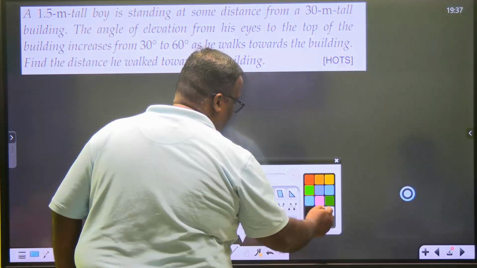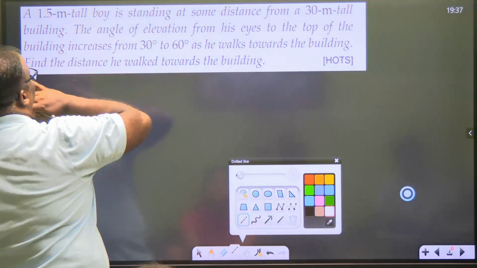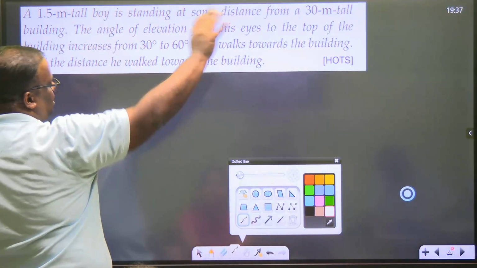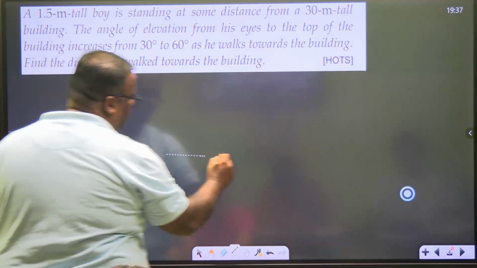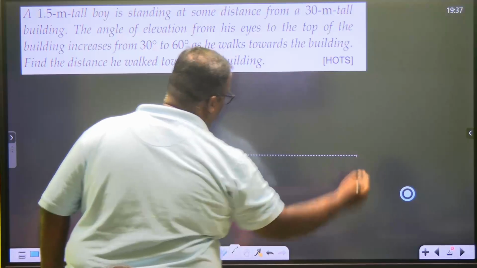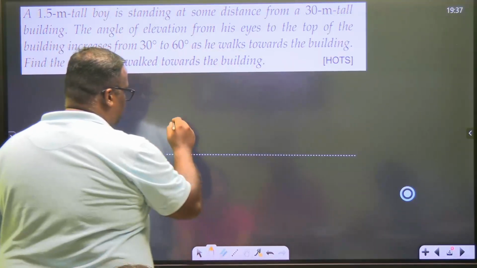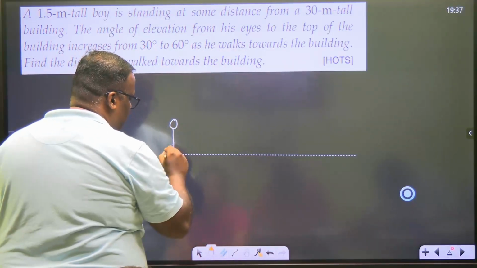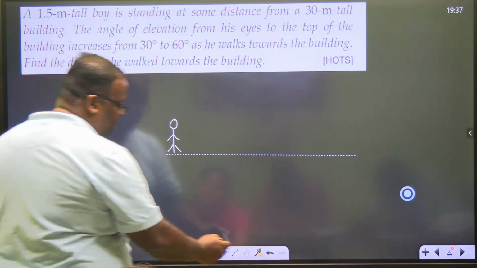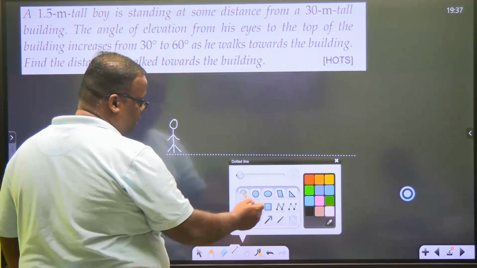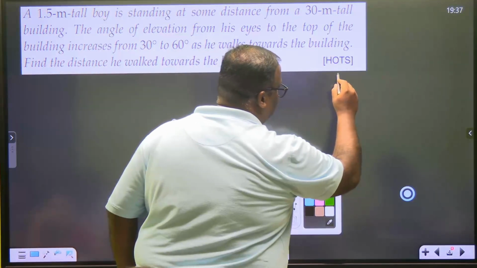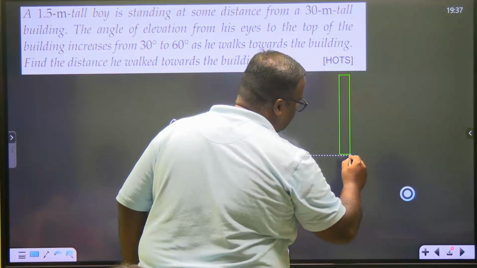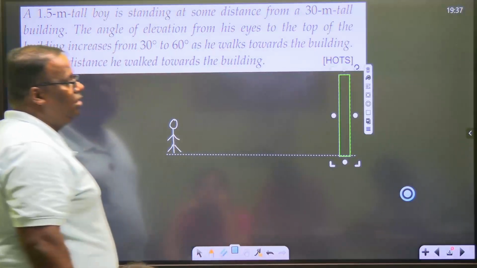Okay, so let's read the question. There is a boy and there is a tower. So let's just focus on the boy and the tower. Okay, Ali, step by step. There is a boy and there is a tower. So let's make the tower. There is a tower. Agreed? Ali, did you understand this much?